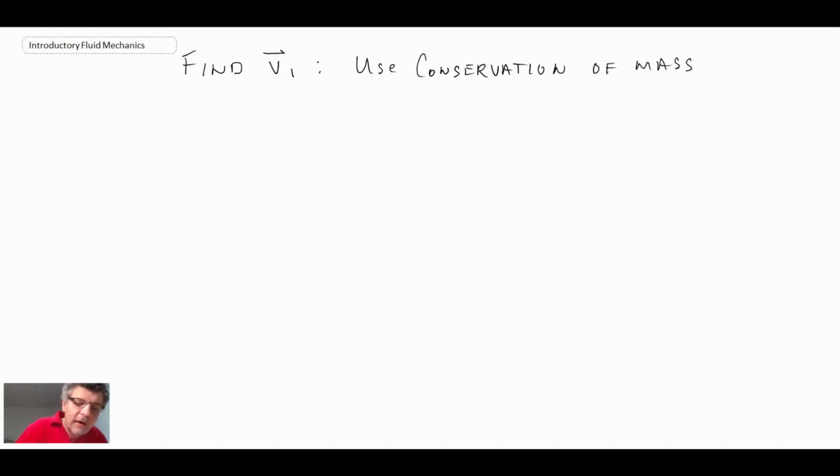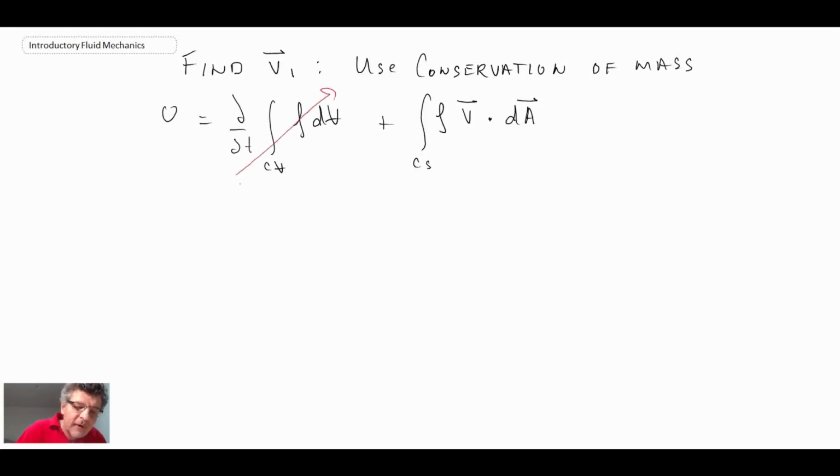Looking back at the conservation of mass for a control volume, we were told that the water flows steadily. That means that it's steady flow, so this term is gone. What we're left with is an integral over the two control surfaces where you have mass crossing the boundary, and that is surface 1 and surface 2.